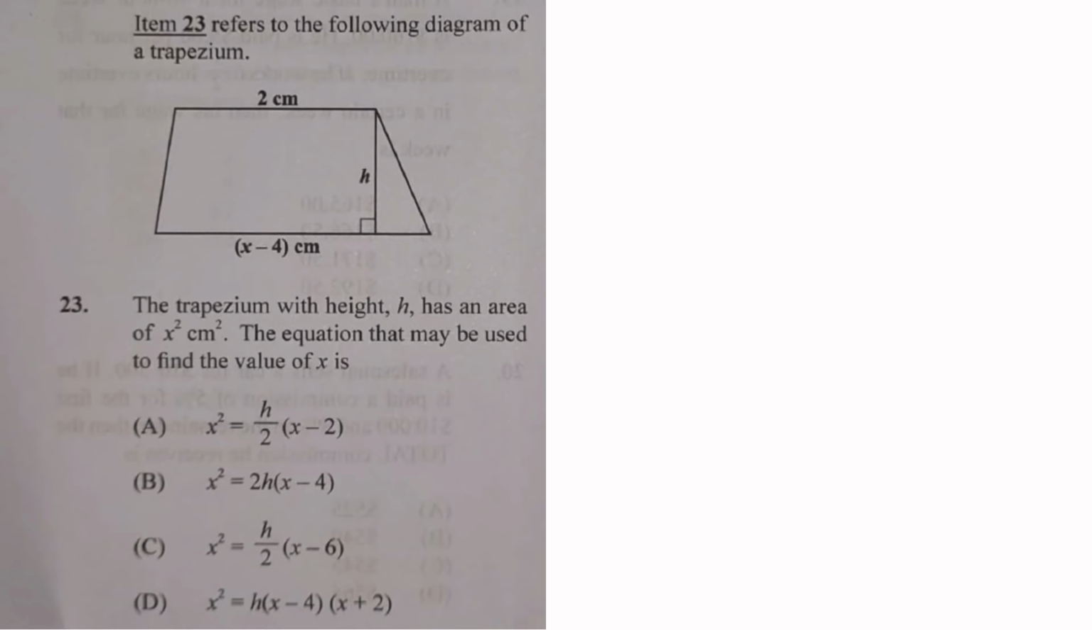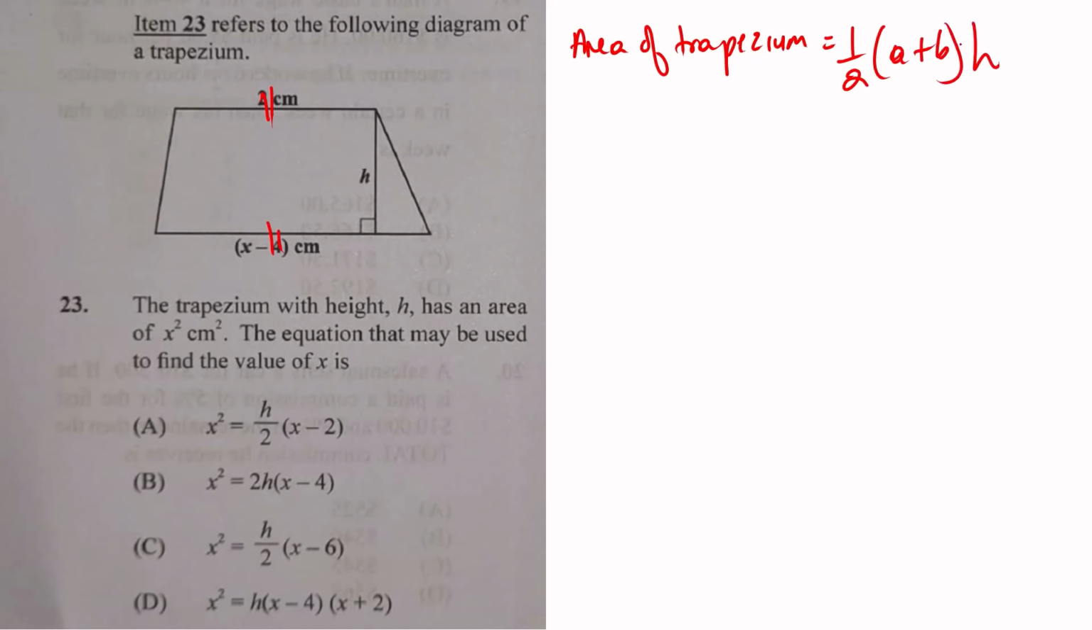Question 23. Item 23 refers to the following diagram of a trapezium. So it's the trapezium with height 8 has an area of x squared centimeter squared. The equation that may be used to find the value of x is, alright, so first thing we need to know, what is the area of a trapezium? The area of a trapezium is half, open bracket, the parallel sides, so we call them A plus B, times the perpendicular height. So half, so what's the area of the trapezium? It's x square centimeter square.